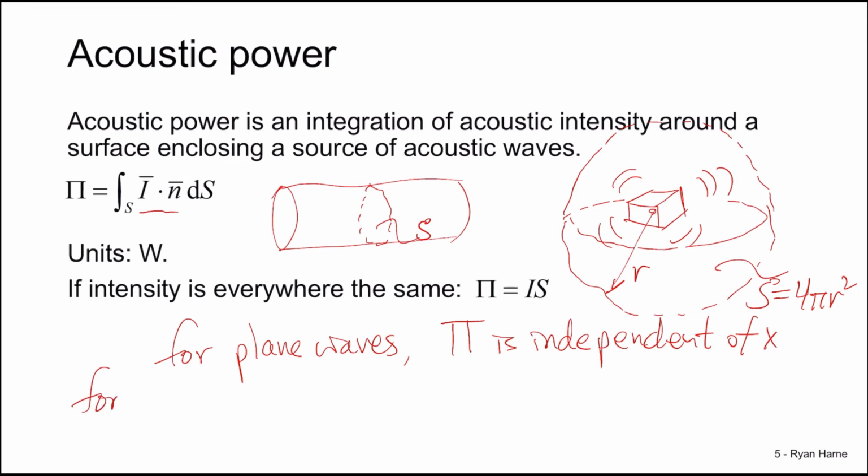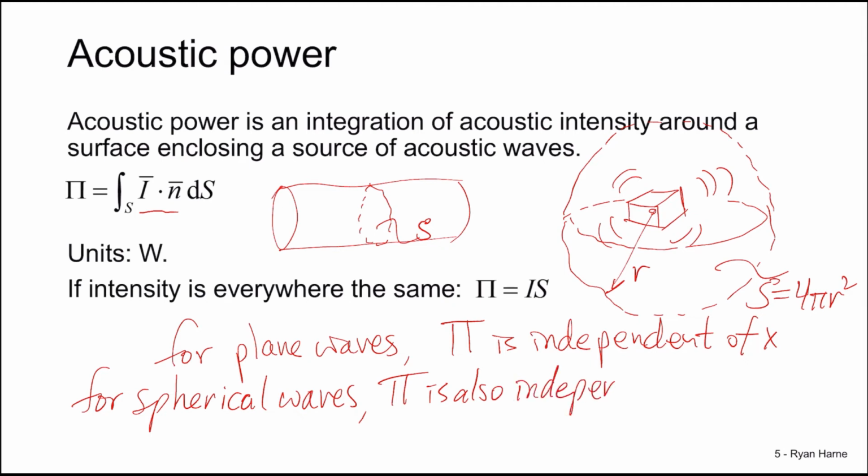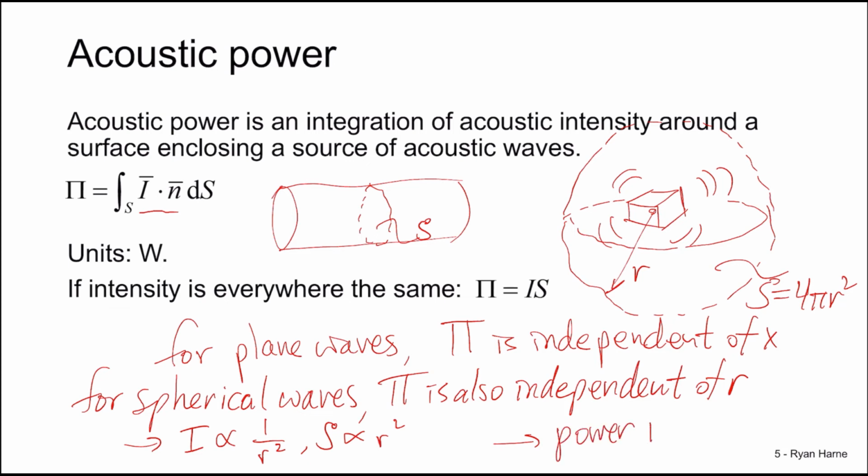But for spherical waves, power is also independent of r. And this is because I is proportional to 1 on r squared, and here S is proportional to r squared. So this means power, or acoustic power, is a source characteristic.